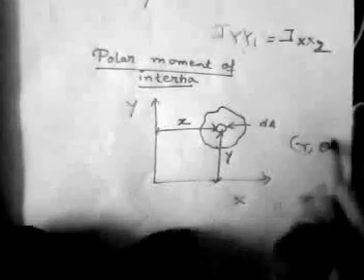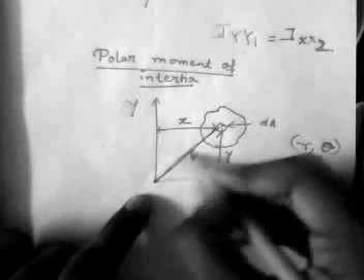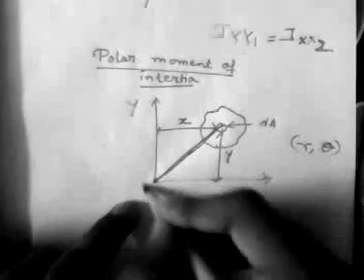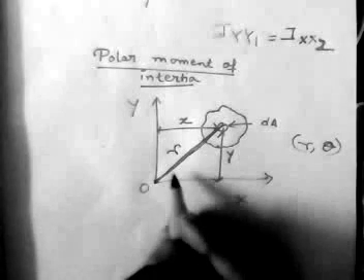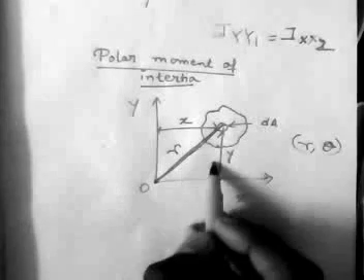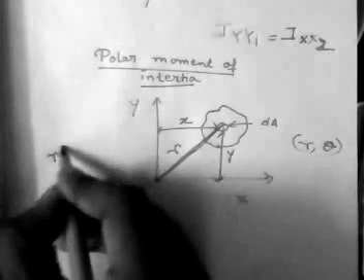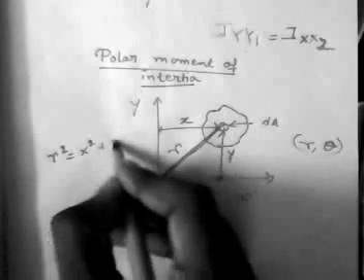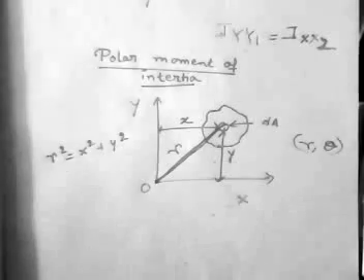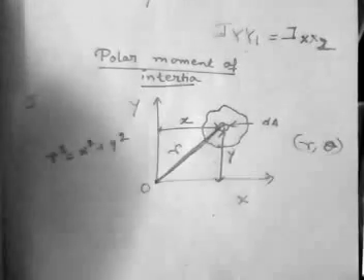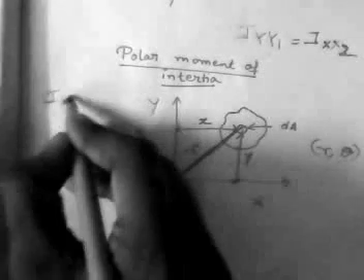Now, for the polar moment of inertia, you have to convert this Cartesian form into polar form, that is r and theta. This r can be expressed with respect to a datum. If you draw a line with respect to the datum, that is r, and it can be expressed as a function of x and y. That is, r square will be x square plus y square.